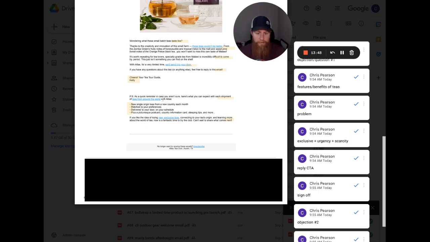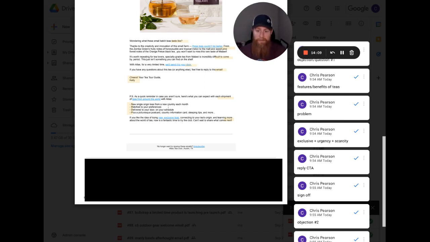So they're basically laying out what to expect as a part of buying from Atlas or even being a part of the club. New single origin teas from a new country each month. So each month you get a new single origin tea from a new country. That's fantastic. That means that they're going around the world and finding these for you, and you don't have to do it yourself. You can just wait, and it comes right to your door. That's wonderful. It's a great thing.